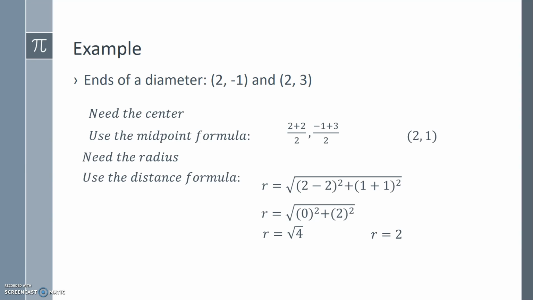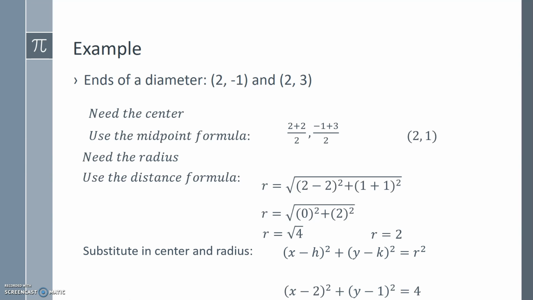Okay, so again, you could have found the diameter. If you found the distance from (2, -1) to (2, 3), you would have found that the distance would have been 4, so the radius was 2. Okay, and then from there, we're going to substitute our values into our standard form, and this is your final equation: (x - 2)² + (y - 1)². That's coming from here, which is our center, and that equals the radius squared, or 2 squared, which is 4. Okay, go ahead and get started on that practice and let us know if you need any help.